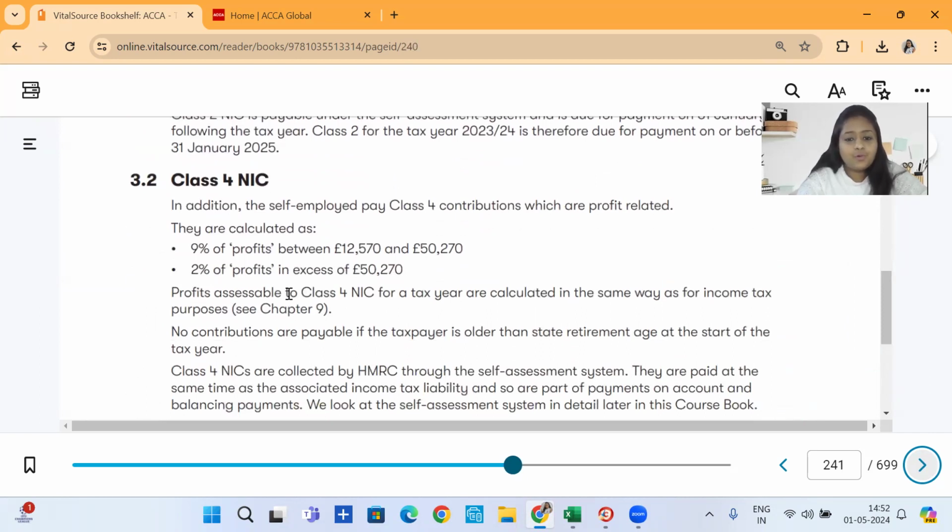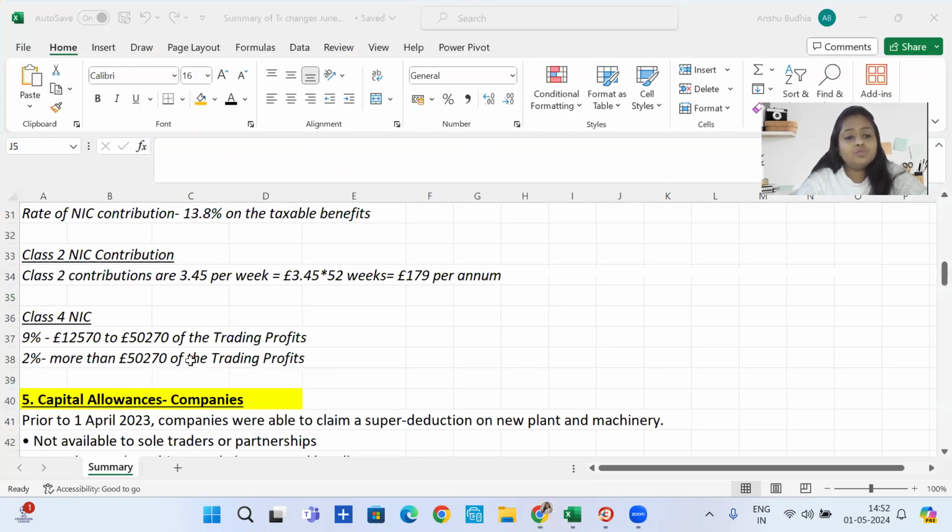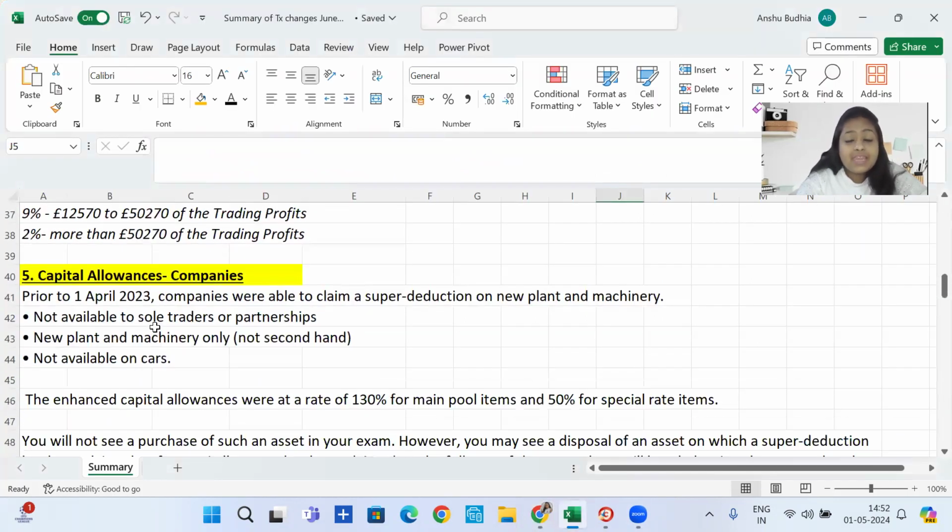Yes, people. So all the rates would be given to you in your tax rates and allowances chart. But again, you should be aware of how to use the rates. Next bigger change is now in the capital allowances for companies.